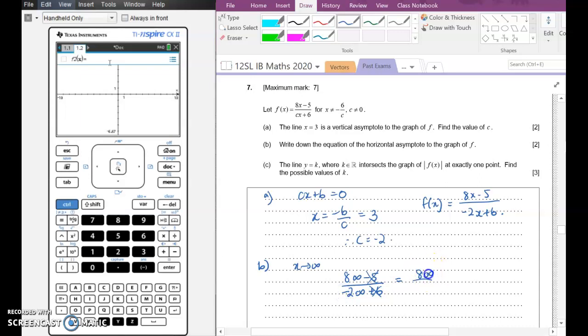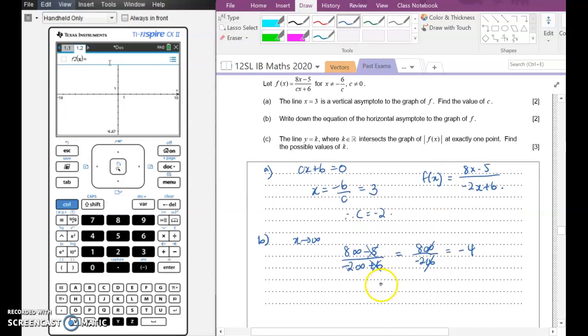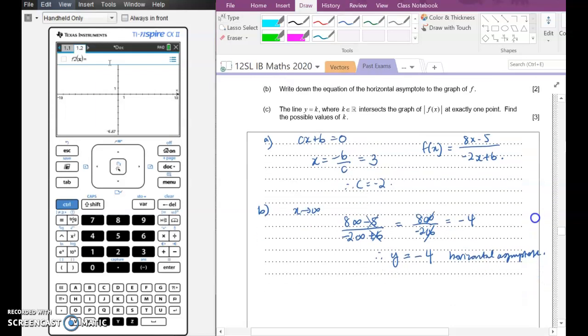So if I look at this, the same big number divided by the same big number should cancel out, and you end up with negative 4. So your asymptote is horizontal because x approaches infinity, and that would have the equation of y equals negative 4. There.